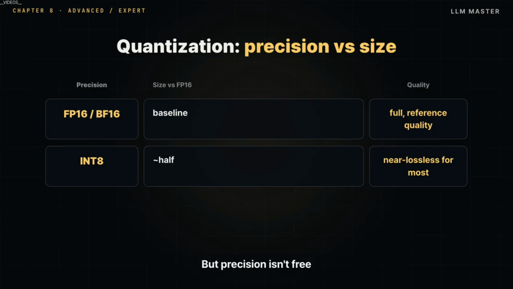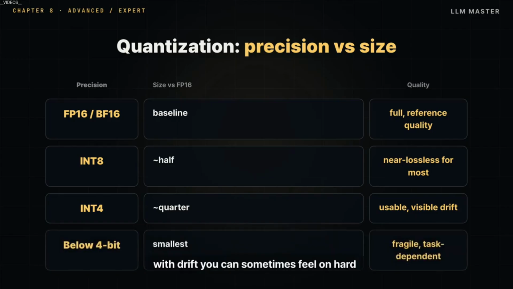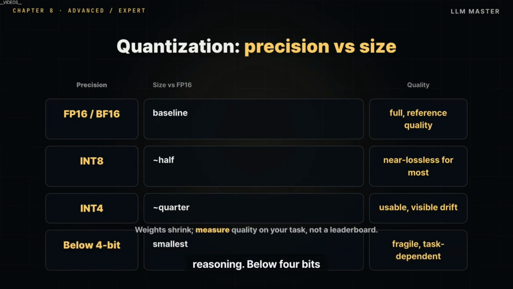But precision isn't free. Every bit you drop is resolution you take away from each weight, and at some point the model starts making mistakes it didn't before. 8-bit is usually near lossless. 4-bit is the popular sweet spot for running locally, good enough for most work, with drift you can sometimes feel on hard reasoning. Below 4 bits, quality gets fragile and highly task-dependent. The rule that saves you: the size numbers are predictable, but the quality hit is not. Always measure on your own task, not a generic leaderboard.